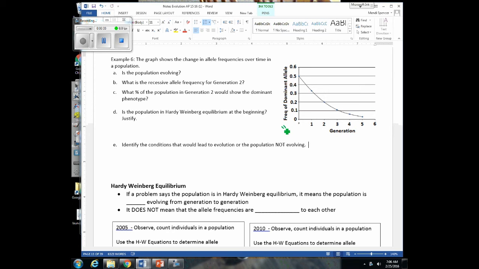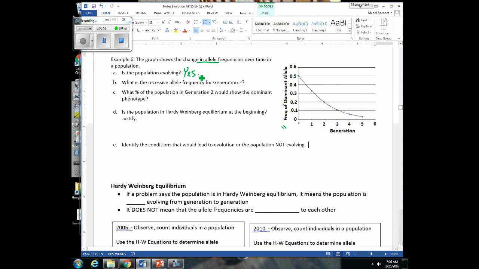Is the population evolving? Well, actually the question prompt tells you that the population is evolving, because we know that evolution is simply the change in allele frequencies. And we can see that the allele frequencies are changing from generation to generation. Initially, we had allele frequencies of 0.5 and 0.5. And then we have allele frequencies of 0.2 and 0.8 for the recessive allele. So yes, the population is evolving.